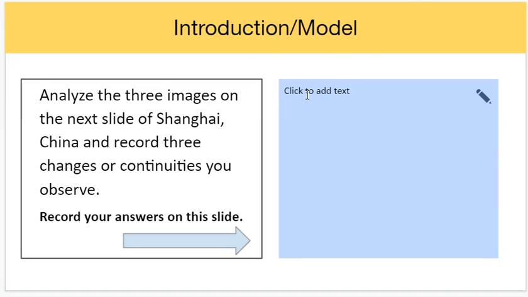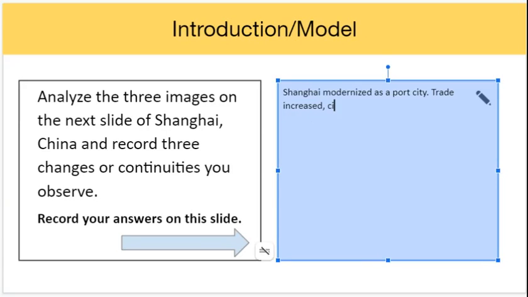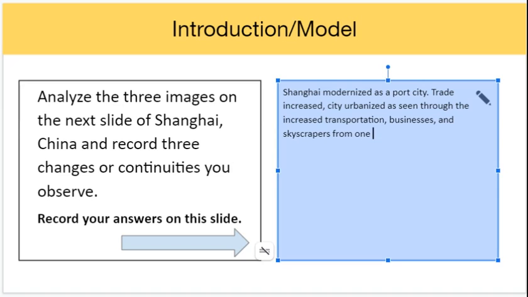Record my answers on this slide. Shanghai modernized as a port city, trade increased, city urbanized, that's that information, the growth of city urbanized as seen through the increased transportation, businesses, and skyscrapers from one photograph to another.